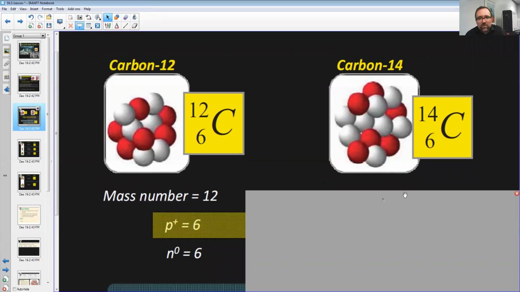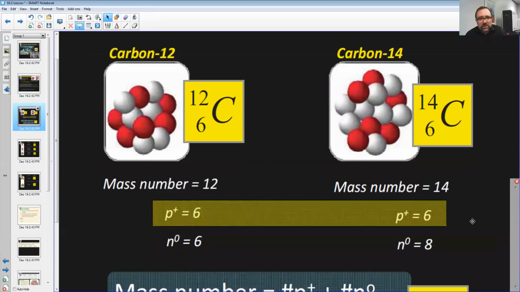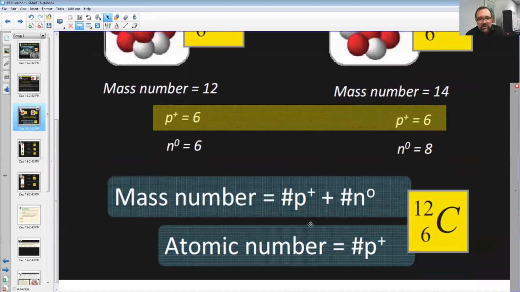Over here at carbon 14, you have a combination of protons and neutrons that makes 14. You have 6 protons, so 6 plus what makes 14? It will make 8. That's your neutron number. That's one of the things about isotopes. So keep in mind the following information: number of protons plus number of neutrons gives you your mass number. The atomic number is your number of protons.